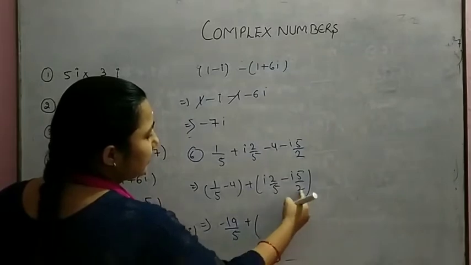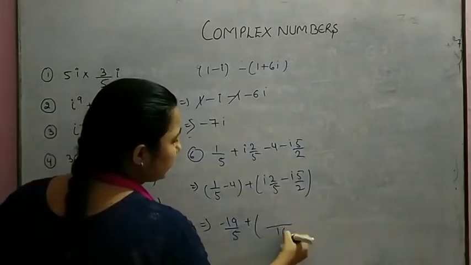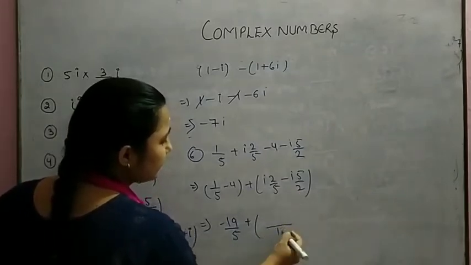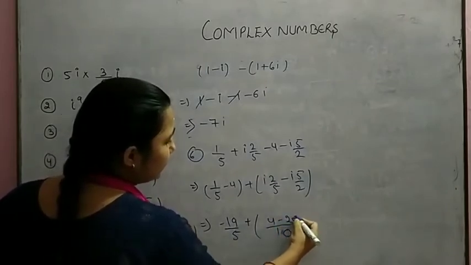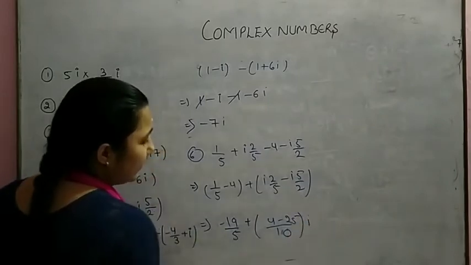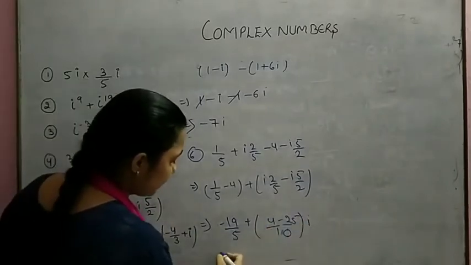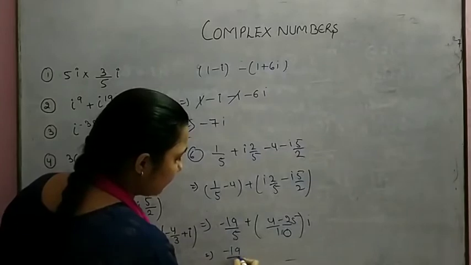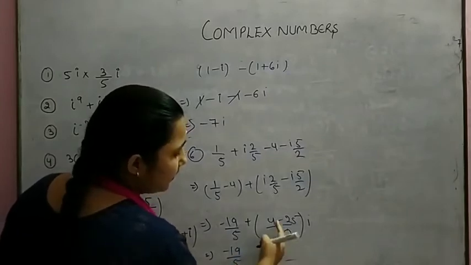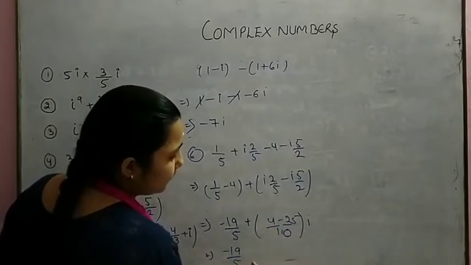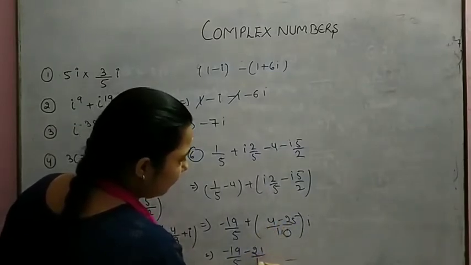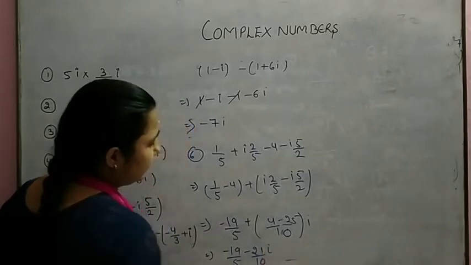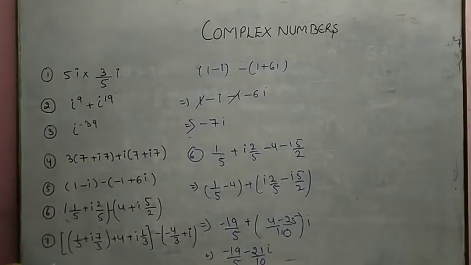Then plus, now taking LCM we get 10, and 2 4s are 8 minus 25, whole i. Just solve it. We get minus 19/5, and 4 minus 25 we get minus 21/10 i. Correct. Now come to question number 7.